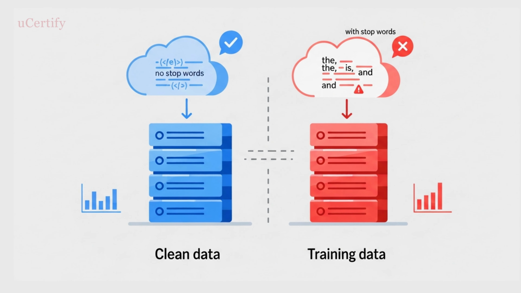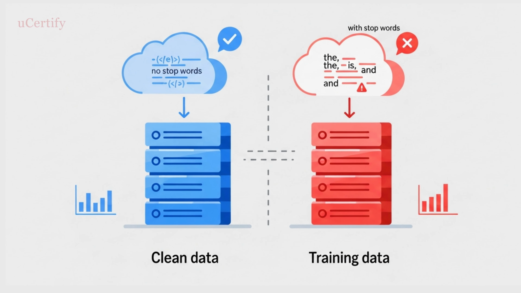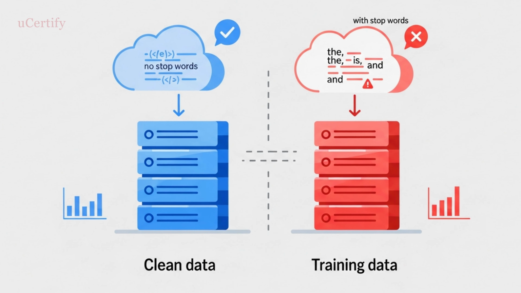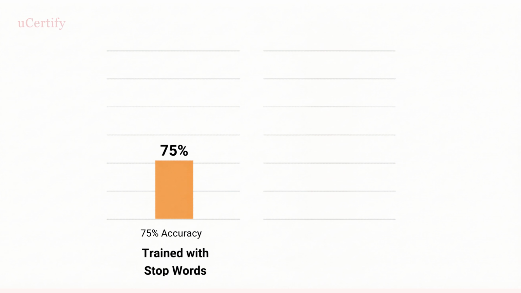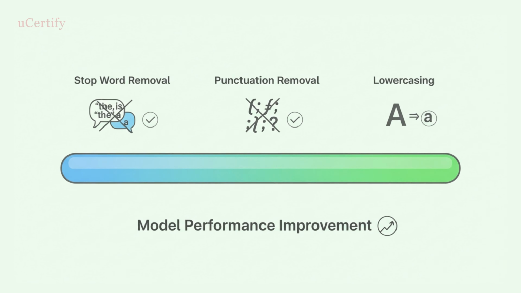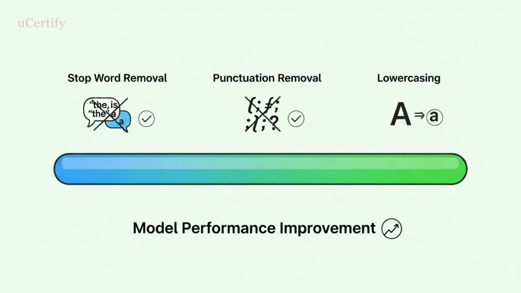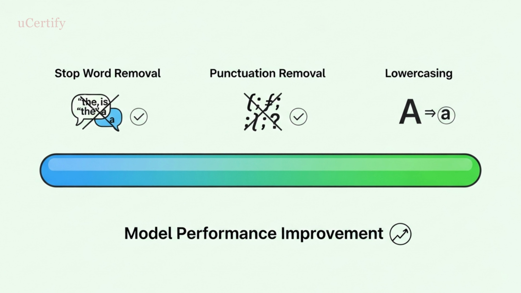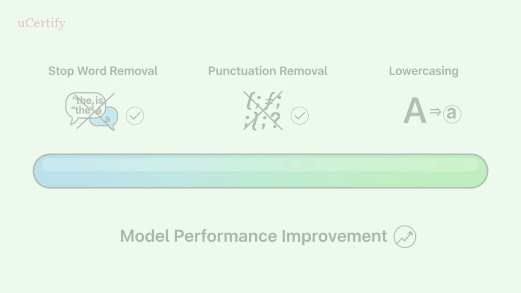Let's train two machine learning models, one with cleaned data and one with the original, uncleaned data. In our example, removing stop words boosts the model's accuracy from 75% to a much better 85%. Removing stop words, punctuation, and lowercasing significantly boosts your model's overall performance and reliability.